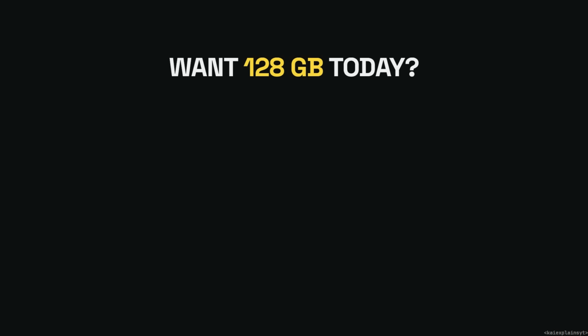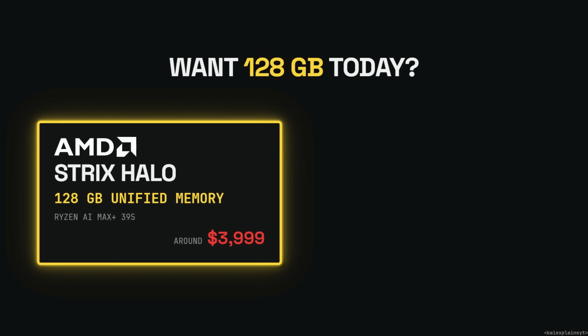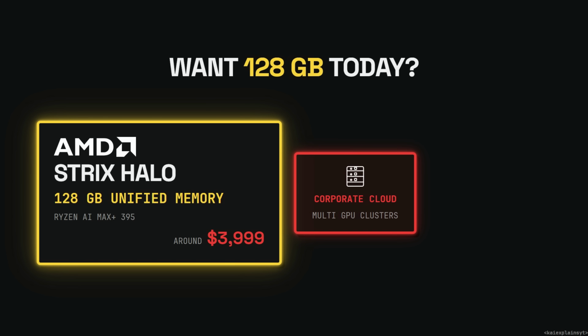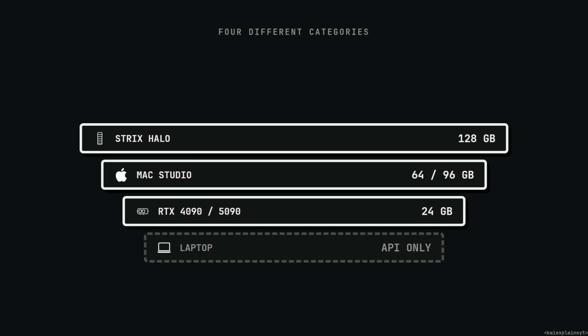If you want 128 GB of unified memory today, the target is the new AMD Strix Halo machines, the Ryzen AI Max plus 395 boxes, running around $3,999. A corporate cloud account gives you access to multi-GPU clusters. A laptop leaves you on the API. Each of these is a completely different category of model. The models that top the benchmarks need server racks. The models that run on a single 24 GB card are a different list entirely.